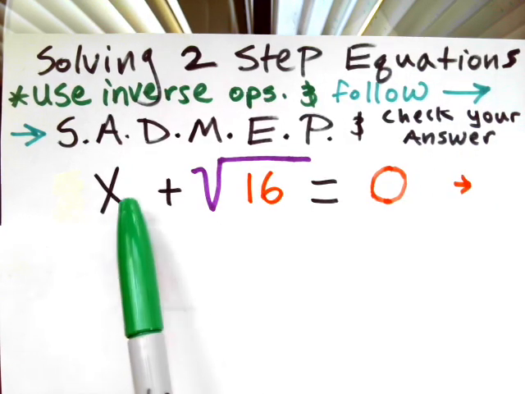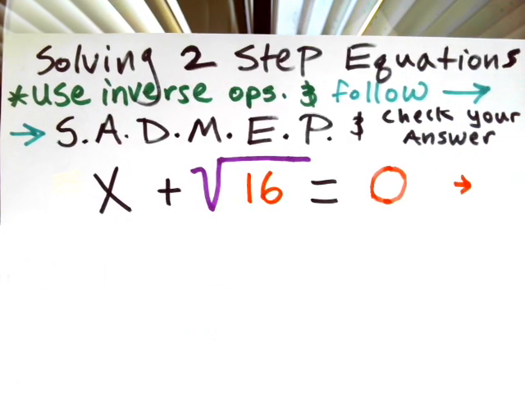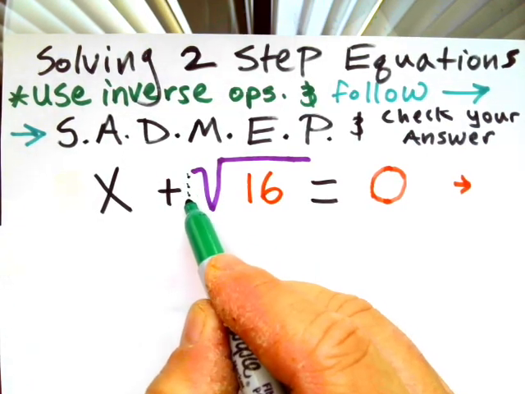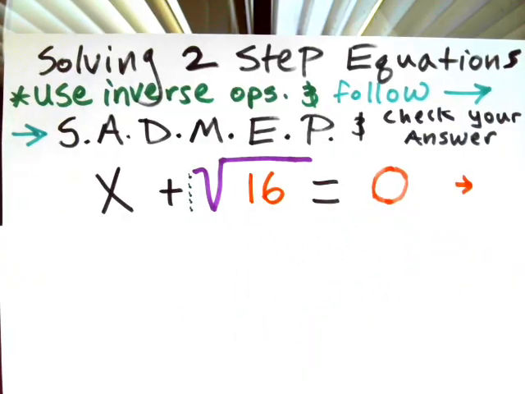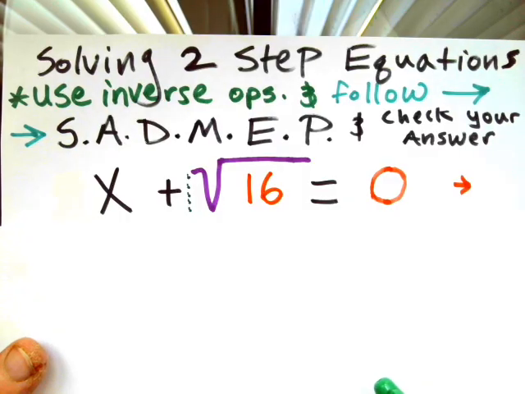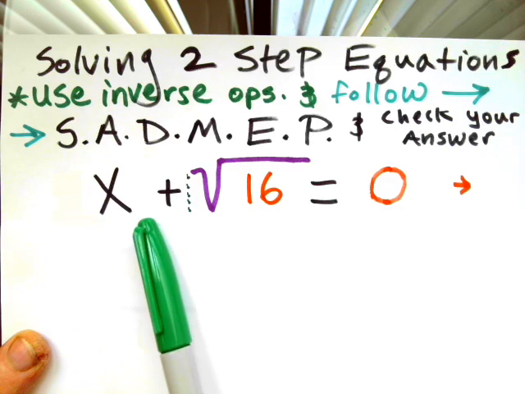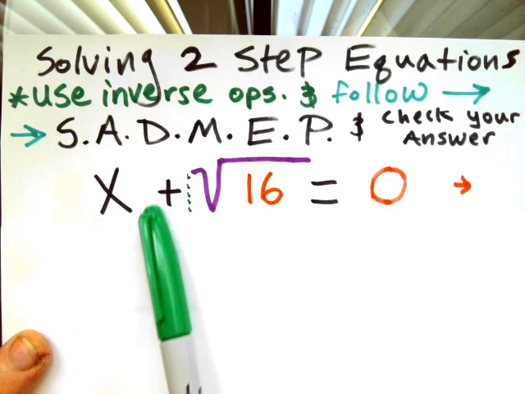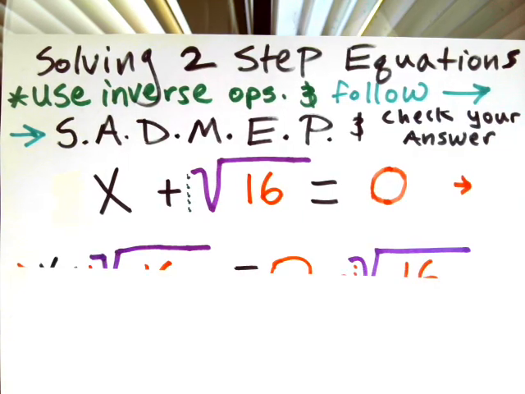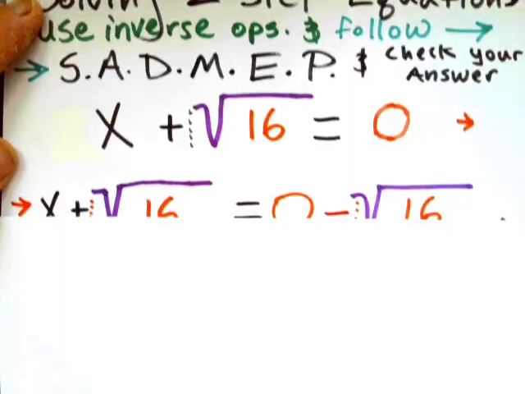So here's the example. X plus square root of 16 equals 0. I'd like to remind everybody, hey, there's an invisible 1 in front of that square root value. And so let's go ahead and get started. So the opposite, this is again a two-step equation. I want to get x all by itself. So the opposite of adding would be subtraction. So I want to subtract, and I'm going to show you that here.